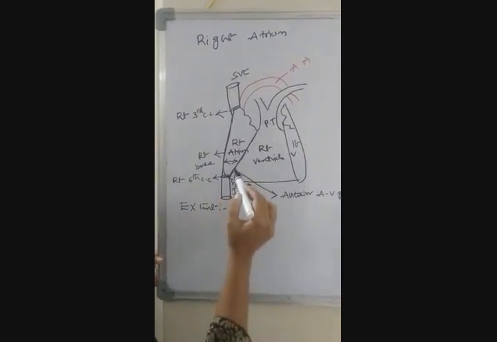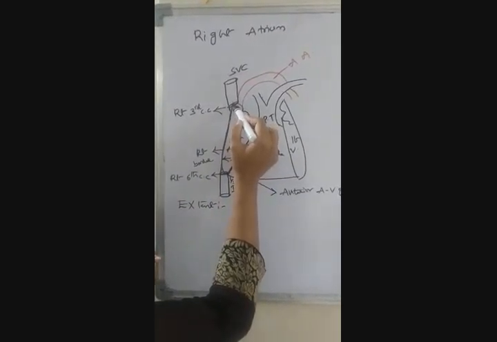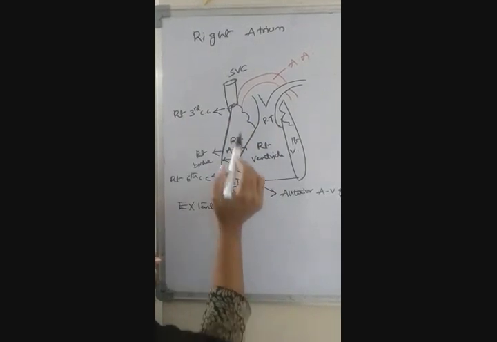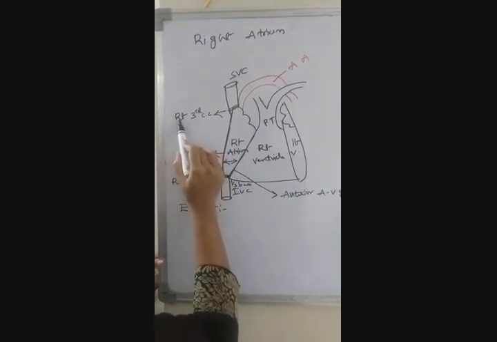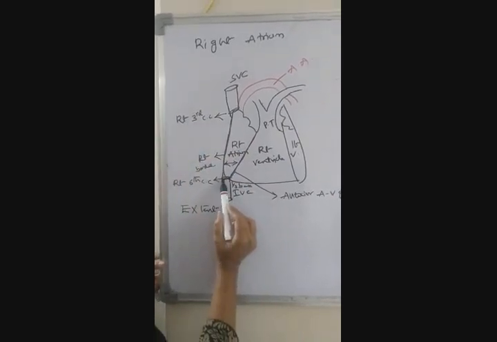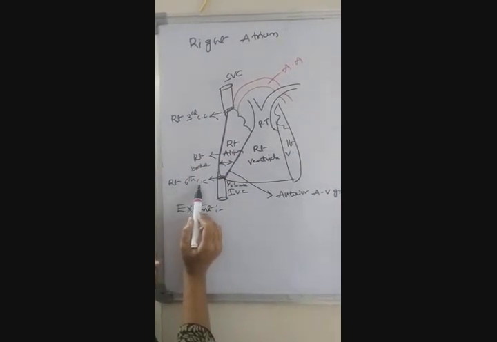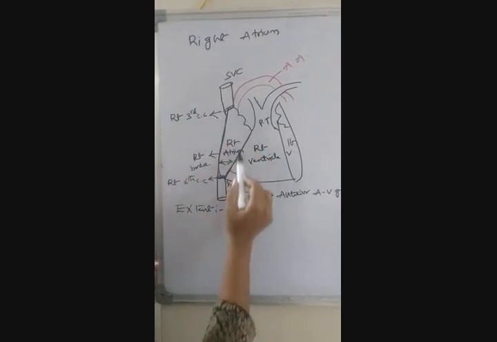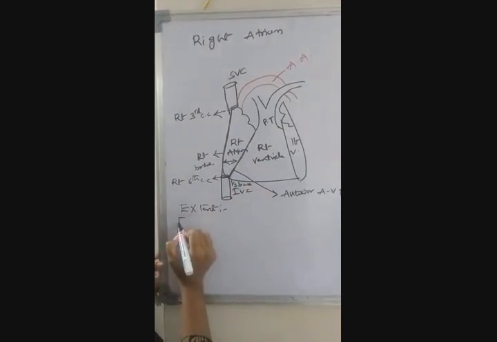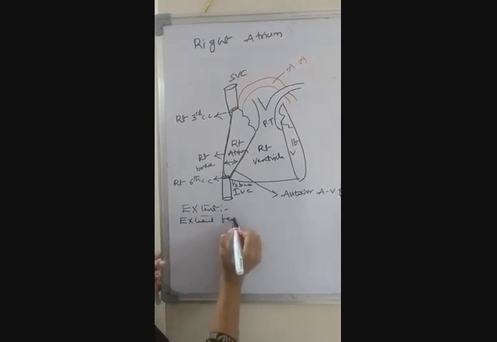So the extent of the right atrium extends from the orifice of the superior vena cava to the orifice of the inferior vena cava, which lies behind the right third costal cartilage, and the orifice of the inferior vena cava lies behind the right sixth costal cartilage. So that is the extent of this right atrium. Okay, next, coming to what are the external features of this right atrium.